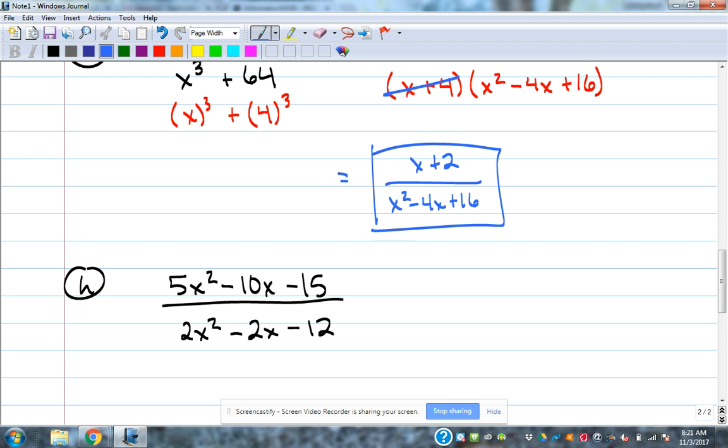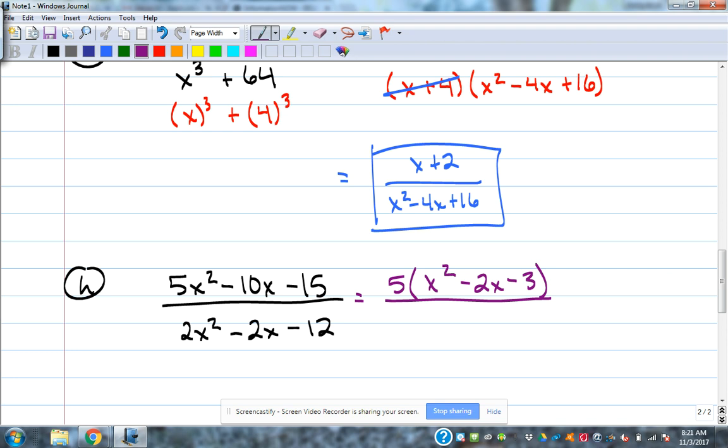Let's factor those completely, because every one of them we need to factor completely. So with this one, what's the first thing you do on the top? You pull out a 5. Yeah, it's a GCF of 5. That leaves you x squared minus 2x minus 3.